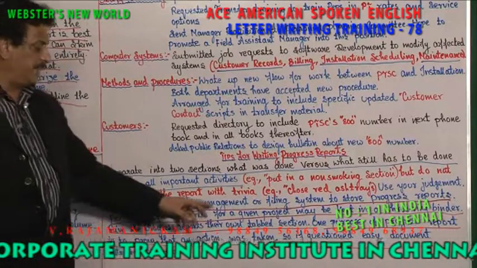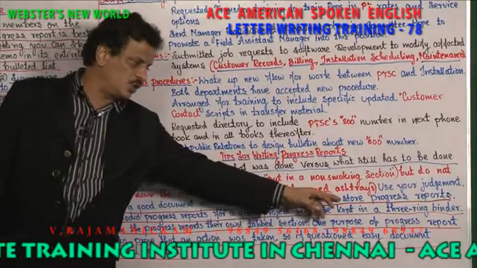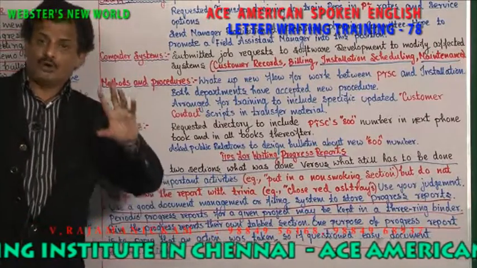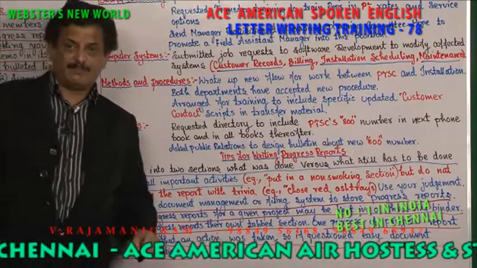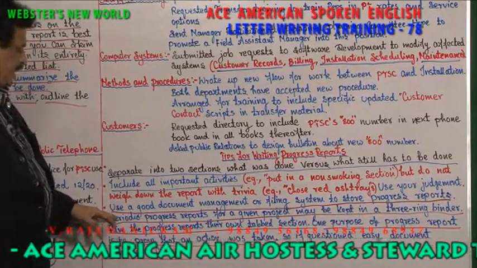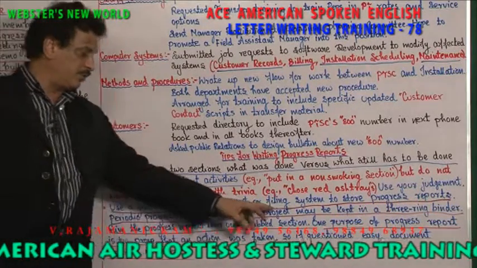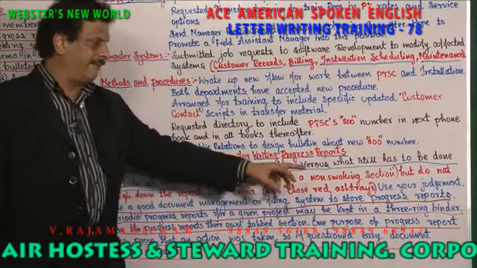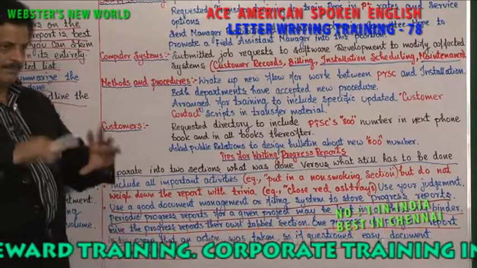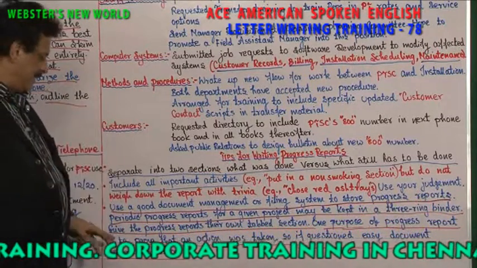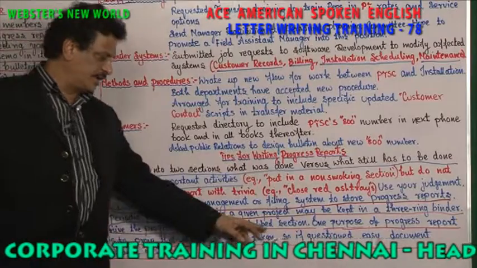Use a good document management or filing system to store progress reports. You have to store whatever progress reports you have sent. You have to file, keep the files and save them. Periodic progress reports for a given project may be kept in a three-ring binder. What do you mean by three-ring binder? Binders, you know, books, you have to keep it there. Give the progress reports their own tabbed section.